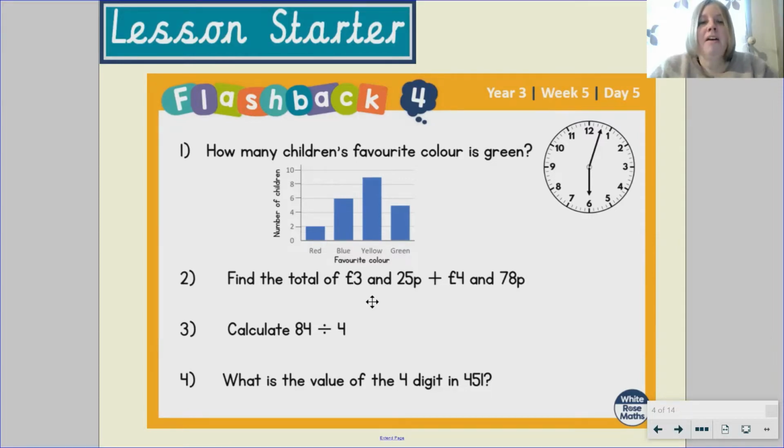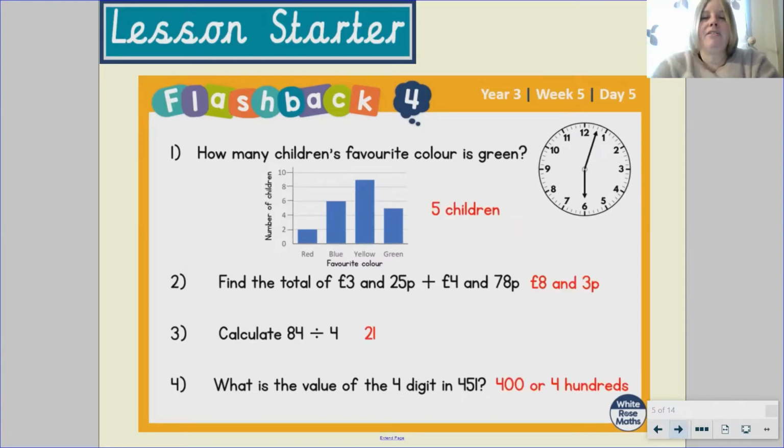Question number 2. Find the total of £3.25, add £4.78. Remember back to when we were adding amounts in our money unit of work. Question 3. Calculate 84 divided by 4. Question number 4. What is the value of the 4 digit in 451? Pause your video and have a go at solving those questions now.